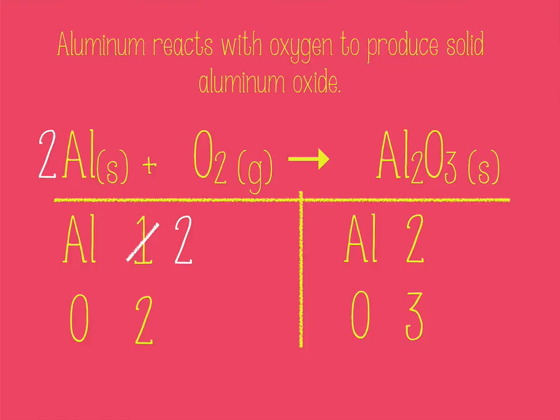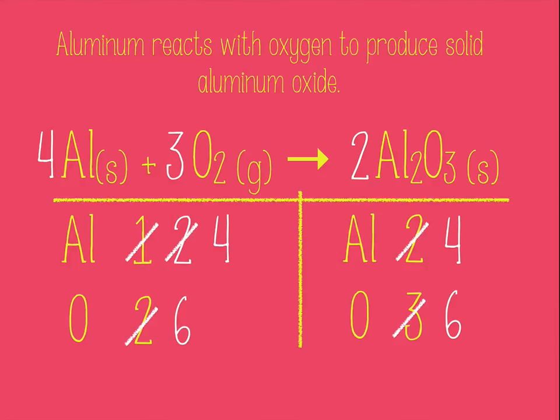Now oxygen. There's no way for me to turn a diatomic molecule into an odd number, so I'm going to need to put a coefficient in front of the aluminum oxide to create an even number to work with. Start with a 2, and adjust your numbers. Now the aluminum is 4, and the oxygen is 6. Now we can go back and fix the reactant side. Turn the aluminum coefficient into a 4, and give oxygen a coefficient of 3, bringing the total to 6. Now both sides match, and we've obeyed the law of conservation of mass. Let's do another one.